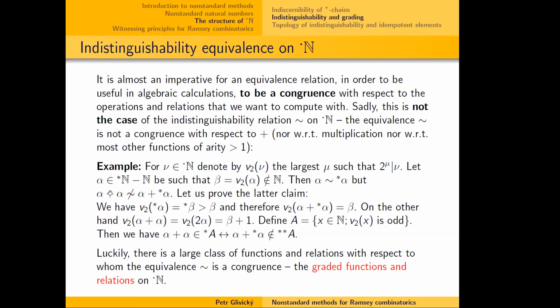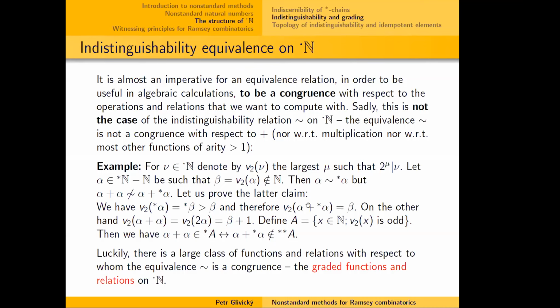We need to prove just that this non-equivalence holds, that alpha plus alpha is not equivalent to alpha plus star alpha. And we do that by computing the binary valuation of both sides. So the binary valuation of star of alpha is star of beta, because the valuation of alpha is beta. By transfer principle, this valuation is delta 1 definable. So by transfer principle, we can add stars to both sides and we get the valid equality. So the valuation of star of alpha is star of beta, and because beta was non-standard, star of beta is larger than beta. It's in the higher stage of the hierarchy on *N, so it must be larger.